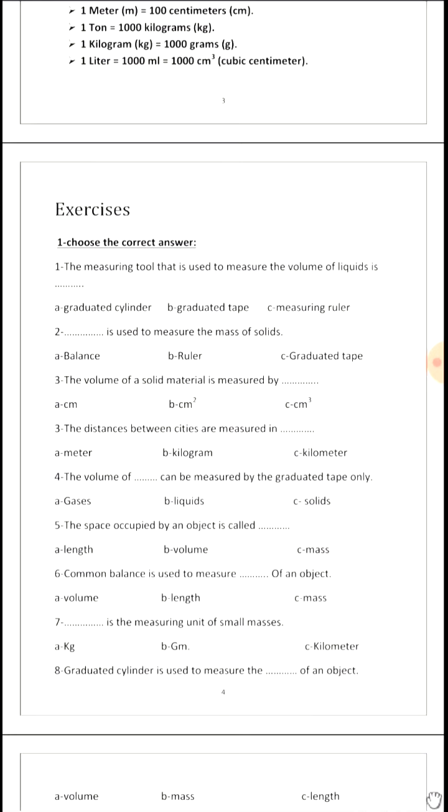Graduated tape only. Excellent. Liquids, I can use graduated cylinder.